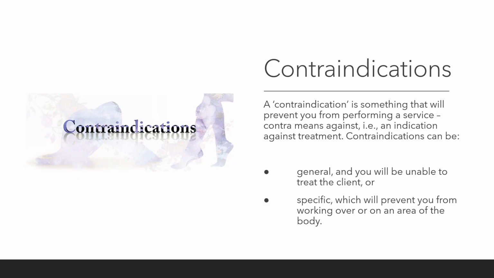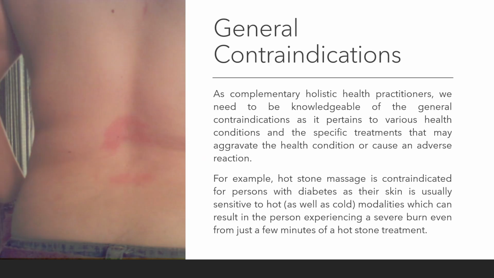Let's talk about contraindications. A contraindication is something that will prevent you from performing a service. Contra means against, that is, an indication against treatment. Contraindications can be either general, and you will be unable to treat the client, or specific, which will prevent you from working over a specific area of the body. Let's specifically talk about general contraindications.